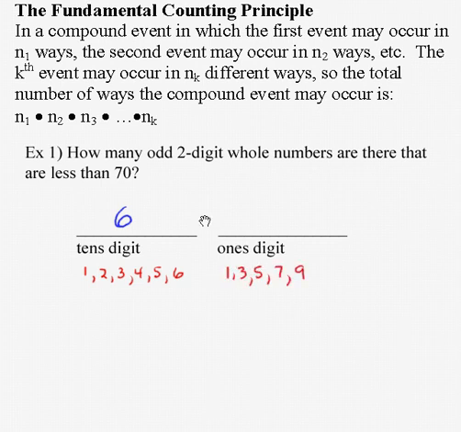Now, for the ones digit, it says it must be an odd number. So that rules out, obviously, the even numbers and leaves us with 1, 3, 5, 7, and 9. And there are 5 choices of odd numbers. So if we now have a compound event, we chose a tens digit, we are now choosing a ones digit. The fundamental counting principle says to multiply those results together, and 5 times 6 is 30. So there are 30 two-digit odd whole numbers less than 70. And that's using the fundamental counting principle.